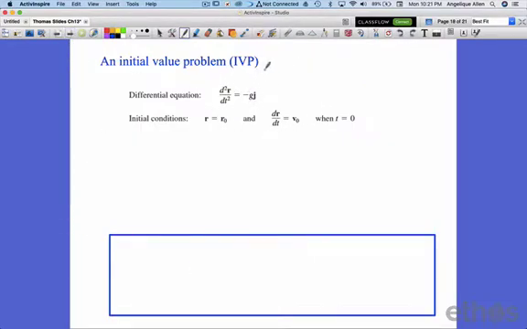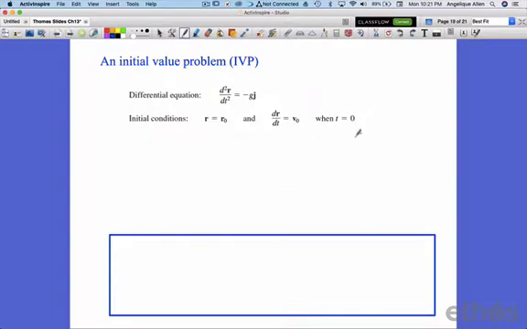We're going to do an initial value problem here with our differential equation and initial conditions that the position at time 0 is just going to be a symbol r naught. The velocity at time 0 is just going to be dr dt.